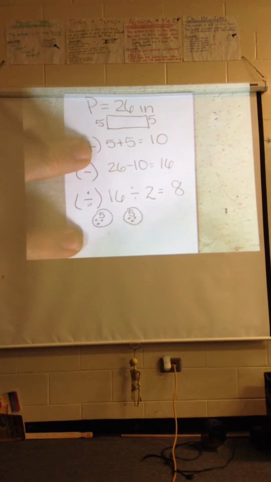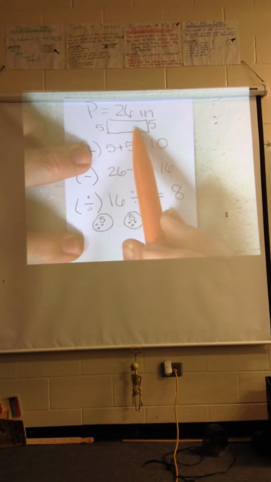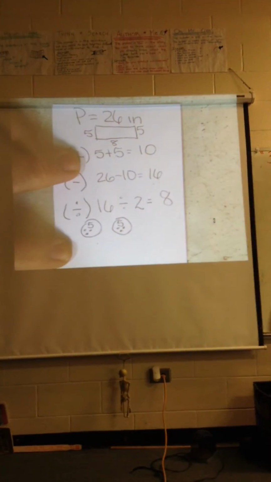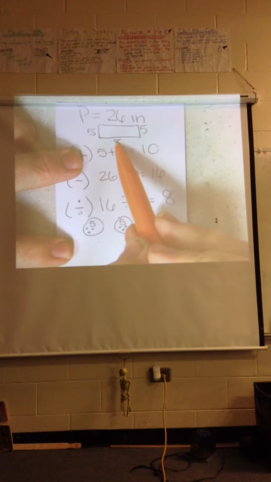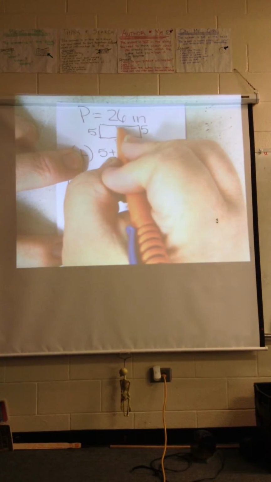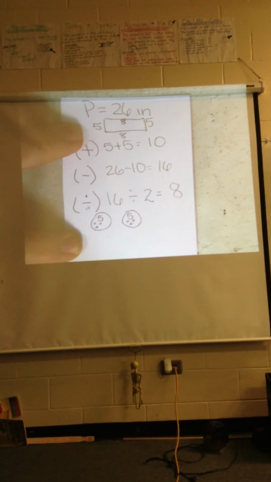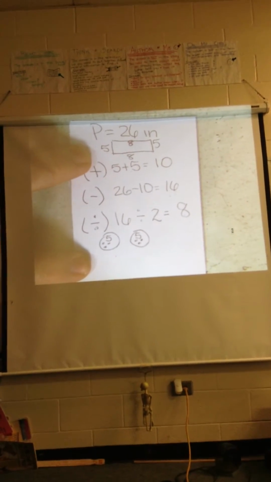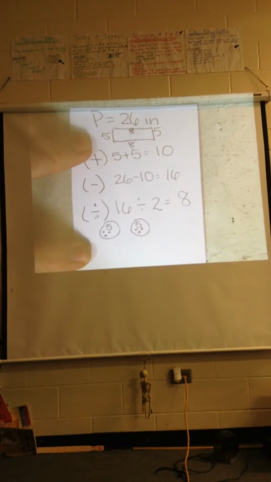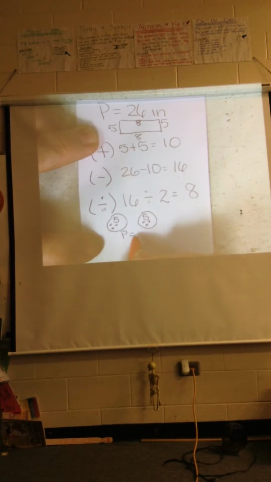Now what does that tell me? That tells me that one of these side lengths is 8. So I'm going to go back to my figure and label it. If I know that this is 8, I also know that this is 8. But that doesn't help me because my question was, what is the area? Before I can do that, I need to check and make sure that I solved this equation right. So I'm going to go back and just make sure that my perimeter is correct.